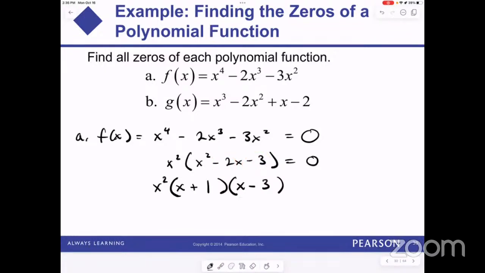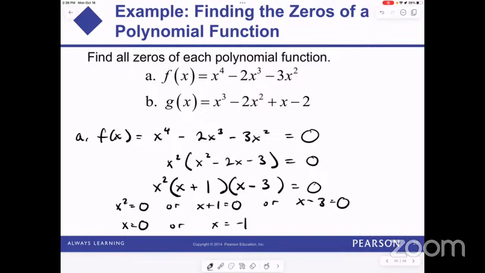So then here we use the zero factor property. When two or more things multiply to give us 0, we set each factor to 0 and solve. So we have x squared equals 0, or x plus 1 equals 0, or x minus 3 equals 0. And if we solve each of these equations, we get x equals 0, or x equals -1, or x equals 3. So these three are the zeros of this polynomial.